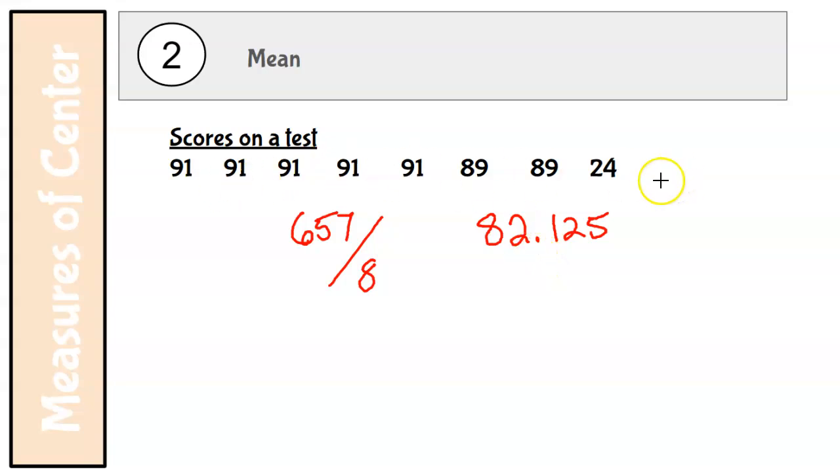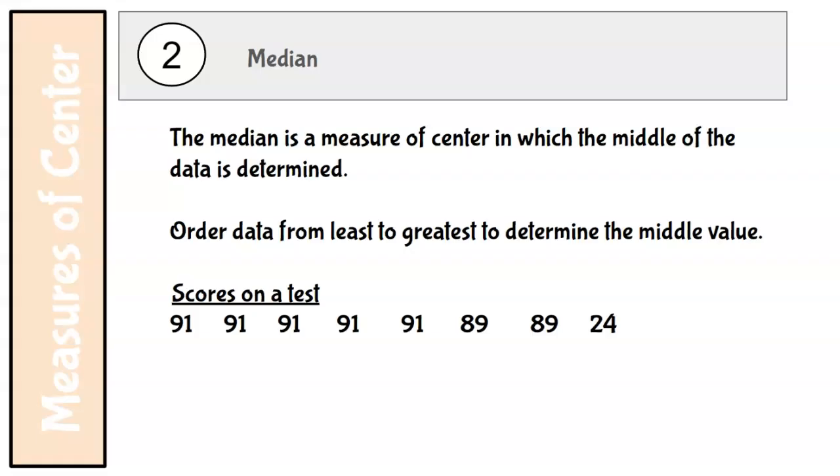Do you feel like that is a good analysis, that the average was an 82? Does that tell the whole story about how the students scored on this test? It's probably not the best, because 1, 2, 3, 4, 5, 6, 7 students scored higher than an 82. So that doesn't really seem like a good representation of how most students did on the test because of this, what we call an outlier here, of the 24. So maybe a different analysis would be useful. Perhaps the median would give us more information about the test scores.